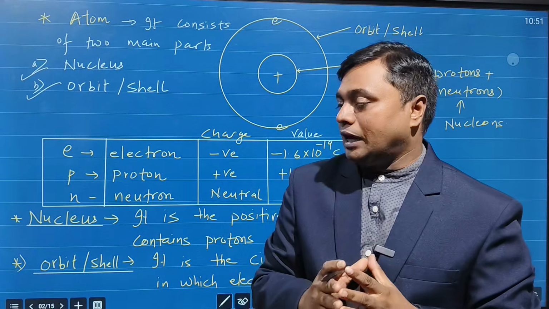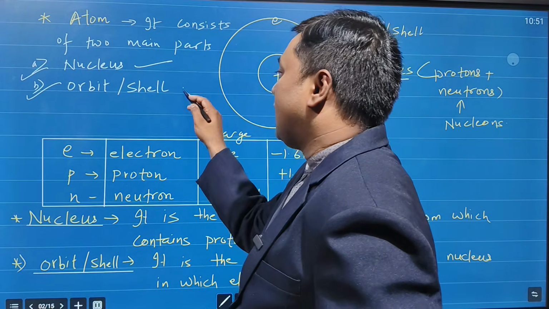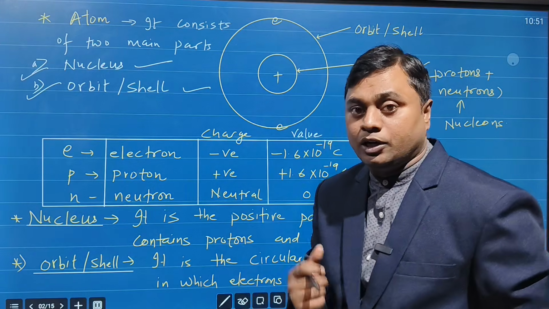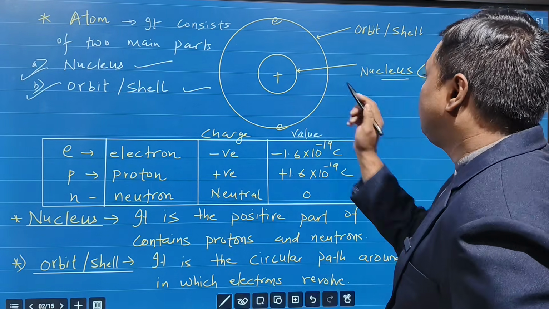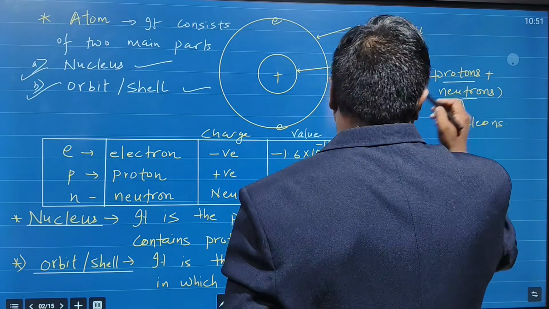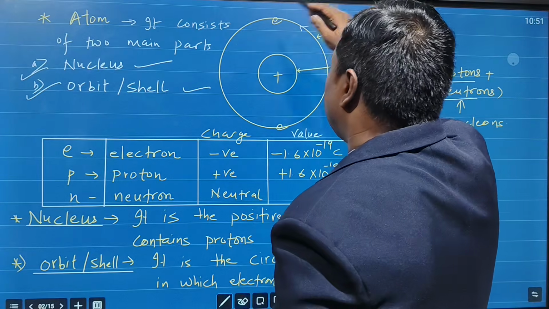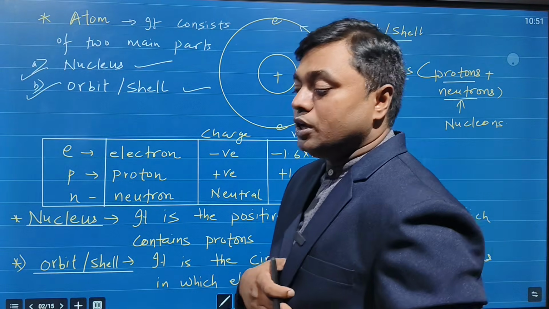Yes or no? So an atom basically has two main parts. First part is what? A nucleus, and second part is what? Orbit. What do you mean by nucleus? It is the central part of the atom which contains protons and neutrons. Whereas what is orbit or shell? It is a circular path around the nucleus in which electrons revolve.